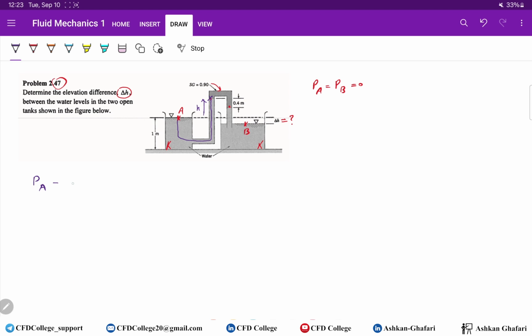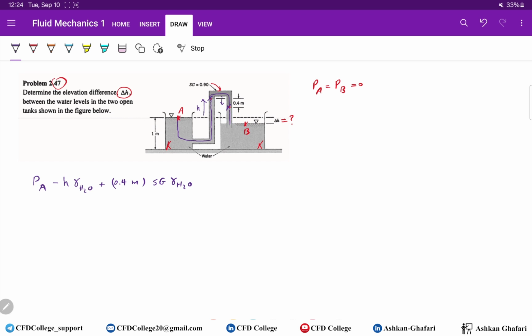So minus H times gamma of water. Then keep moving from this point until the next interface, which is this one. Movement is downward for 0.4 meters. So I should add the pressure, 0.4 meters times SG times gamma of water.